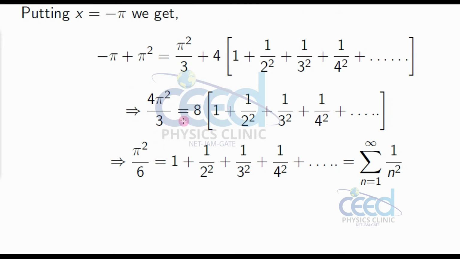Now I can cancel the 4 and 8, then we have 2 here, and that 2 I can bring to the other side. So π²/6 = 1 + 1/2² + 1/3² + 1/4², and so on. This I can simply write as sigma n = 1 to infinity of 1/n². So that is all for this section, and in the next section we will discuss Fourier sine series and Fourier cosine series. Okay, thank you.